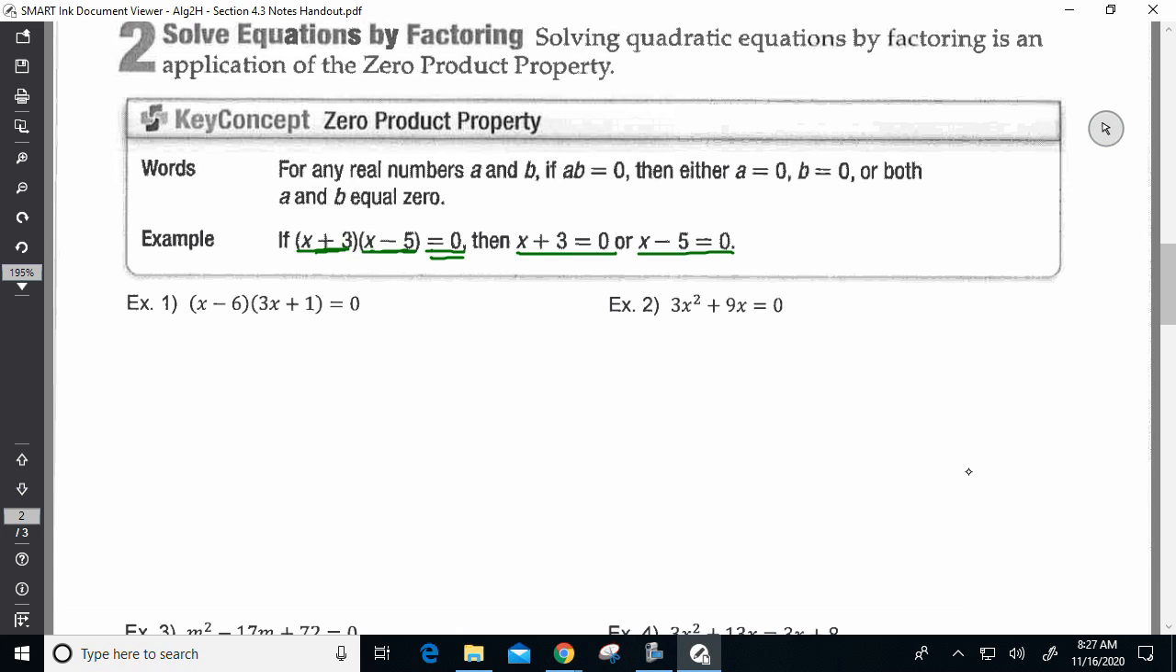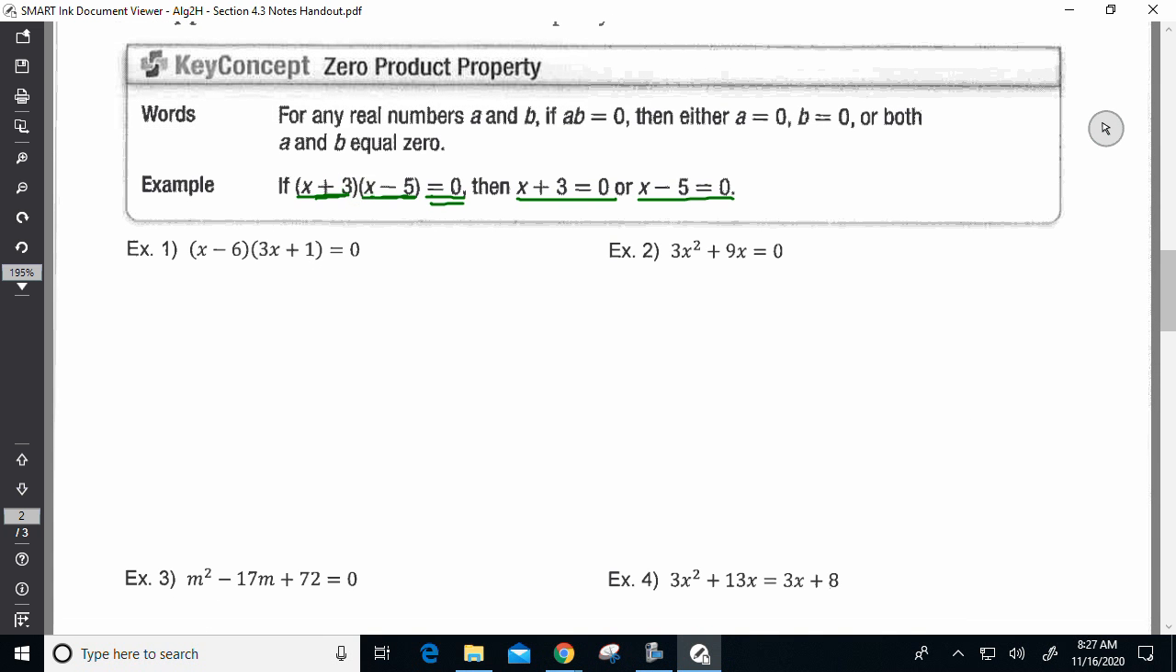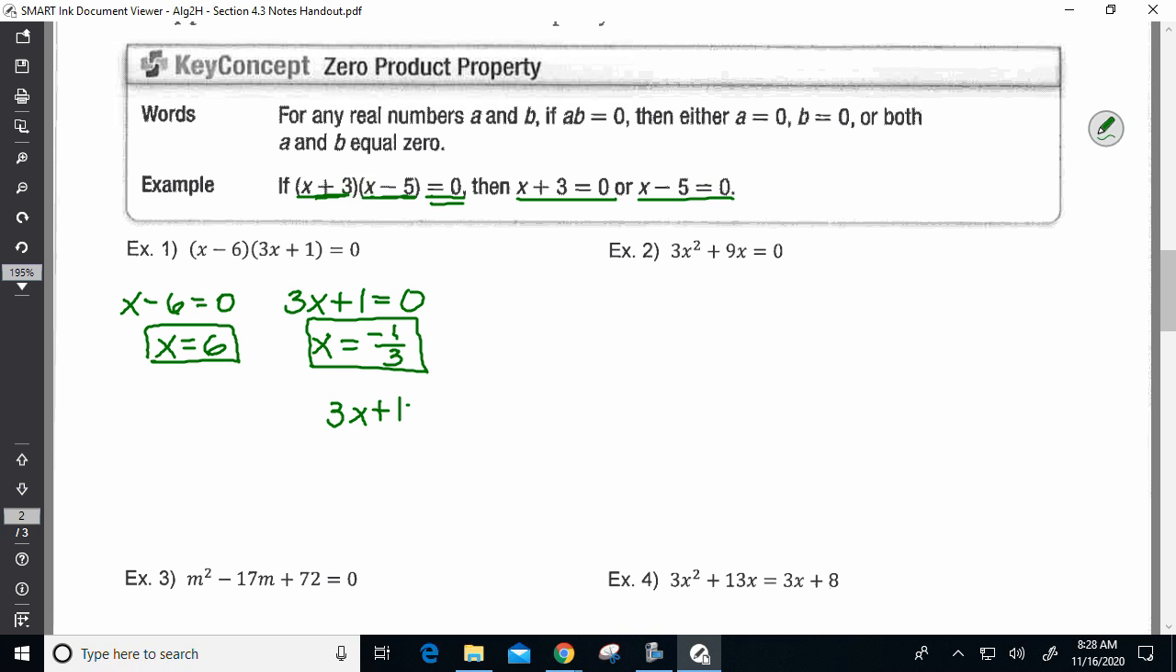Case in point, with example 1, we got x minus 6 times 3x plus 1 equals 0. So take each factor, set it equal to 0. You have one answer, x equals 6, and you have one answer, x equals negative 1/3. Put the word underneath there, just in case someone wants to know where it came from.